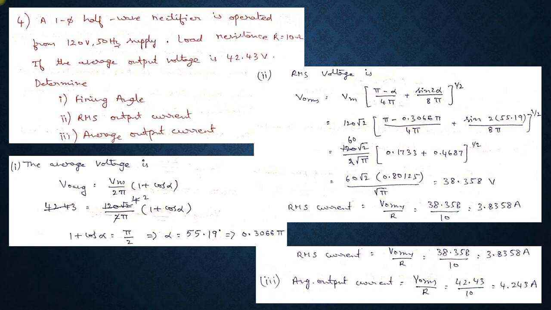Now the average output current is V naught average divided by R here. Okay, so actually I have taken the value of average only, but I have written it wrongly. It is not RMS, it is average. So V naught average is 42.43, it was already given, divided by 10 is equal to 4.243 ampere.